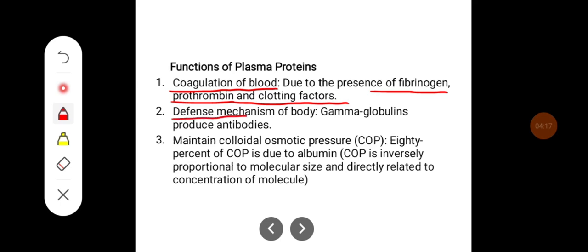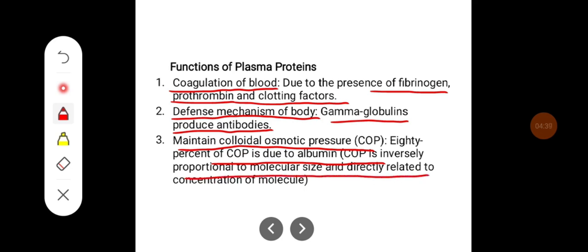It is involved in the defense mechanism of the body as gamma globulins. They produce antibodies. They maintain colloidal osmotic pressure. Almost 80% of the colloidal osmotic pressure is due to the albumin, and colloidal osmotic pressure is inversely proportional to the molecular size and directly related to the concentration of the molecule.